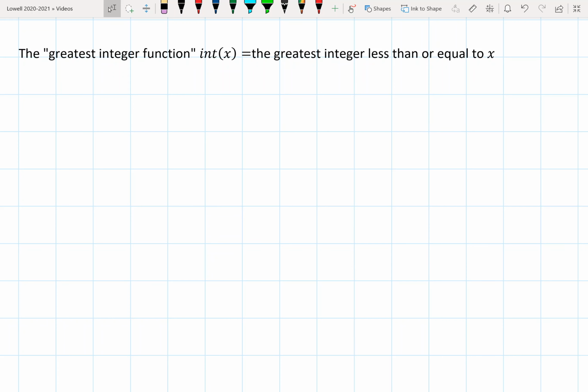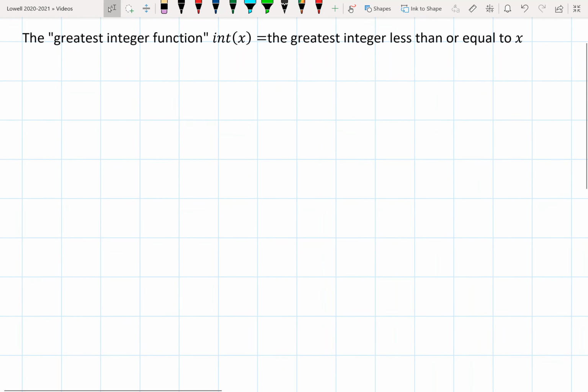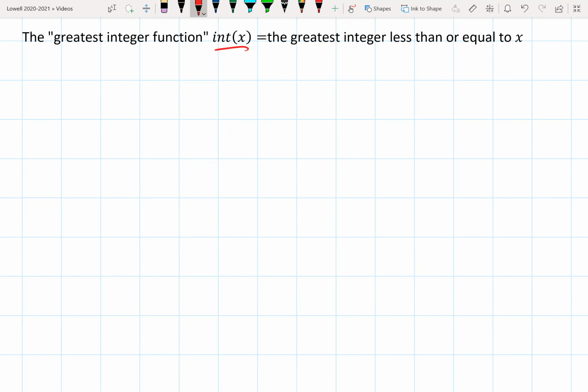Hi folks, in this video I just want to talk about what this greatest integer function is exactly. All it essentially is, and the way it's written is int of x, for integer of x. You put in a number x, and what it gives you is the greatest integer that is less than or equal to x.